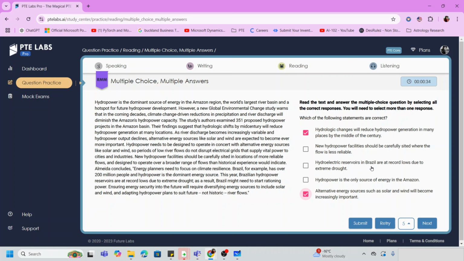We haven't heard about Brazil. Is the only, so this is neglected. This is crossed out. We are only left with this Brazil one. Okay. Energy needs to focus. Brazil, for example, has a dominant hydropower due to extreme drought. As a result, it might need to start, hmm, record low. Okay, we have 11.7 record low. Yes, so this is the answer.